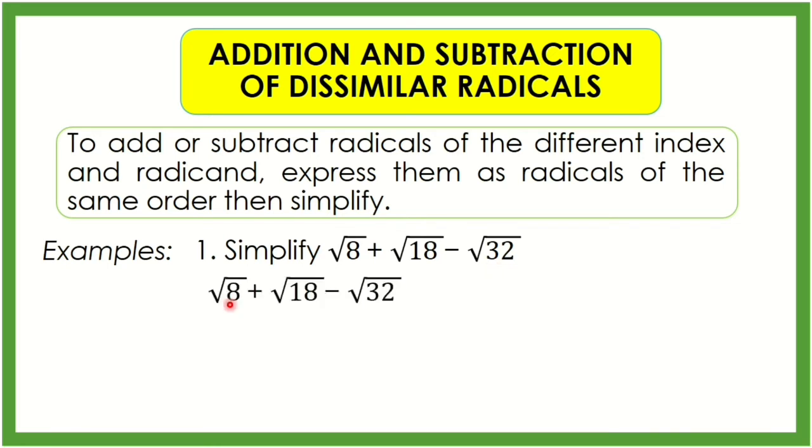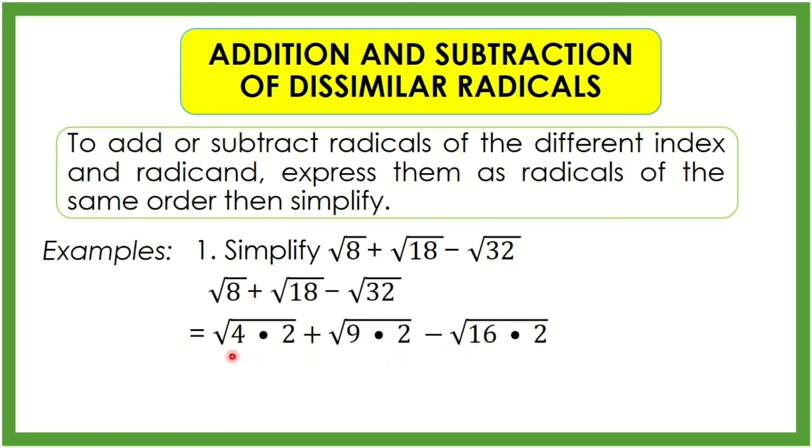Isip tayo ng factors ng square root ng 8 na merong perfect square. Ganun din sa square root of 18 at saka square root of 32. Ang factors ng 8 ay 4 and 2. Ang 4 ay perfect square. Ang factors ng 18 ay 9 and 2. Ang 9 is a perfect square. Ang factors ng 32 ay 16 and 2. Ang 16 is a perfect square.